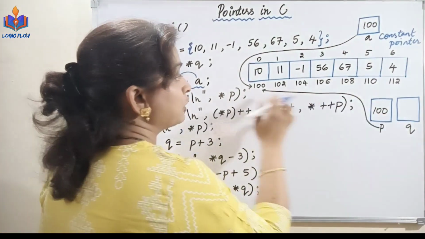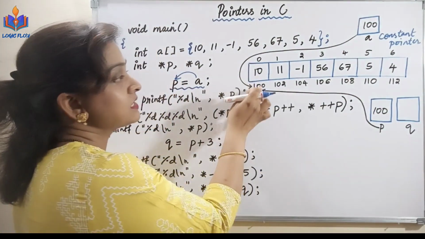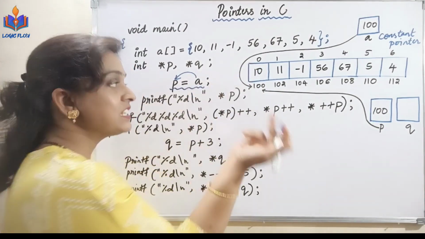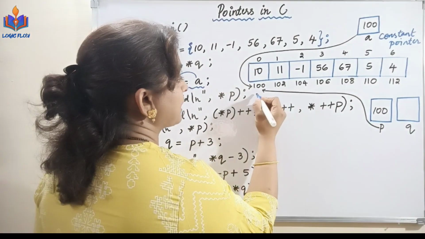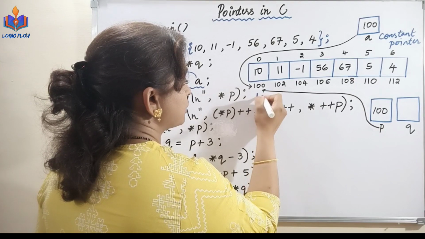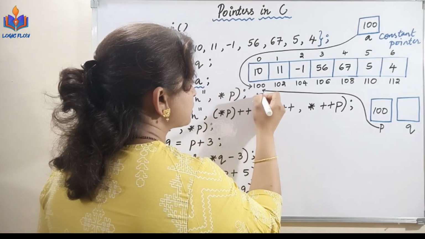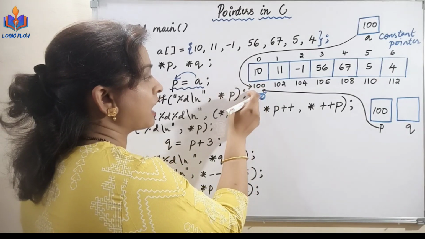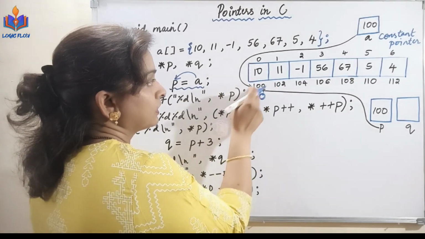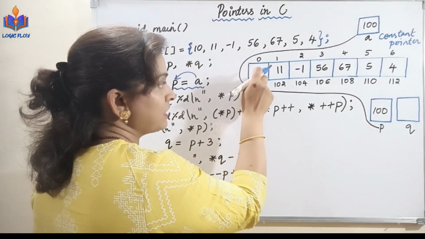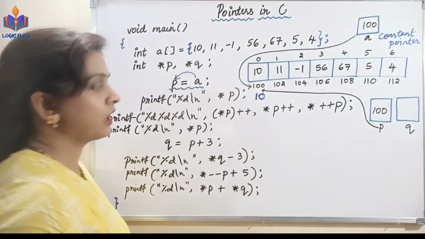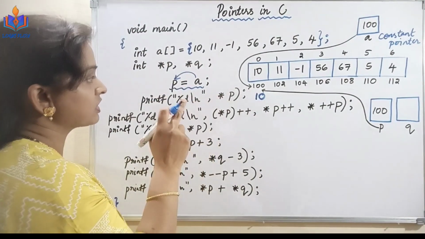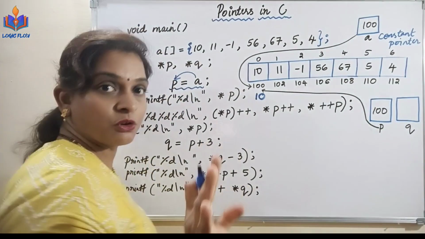So P is pointing to 100. The value at this 100 is 10. So for this line, my answer will be 10. So what will be the output? It is 10. P is pointing to the base address. What do we have in the base address? The first element, so it is 10. And you should know the value of P also. P is 100. That you should remember.